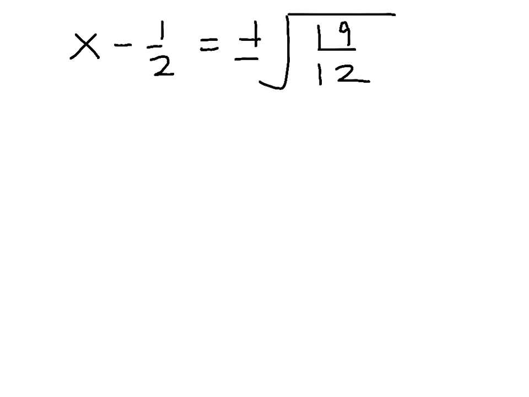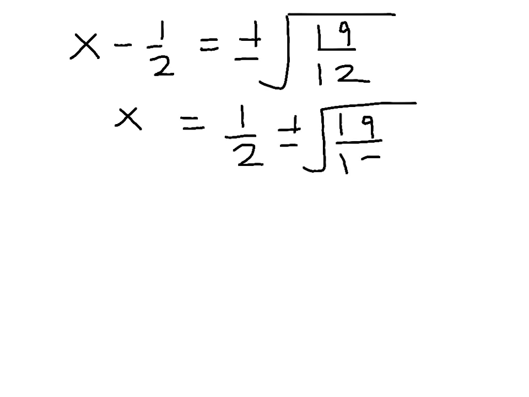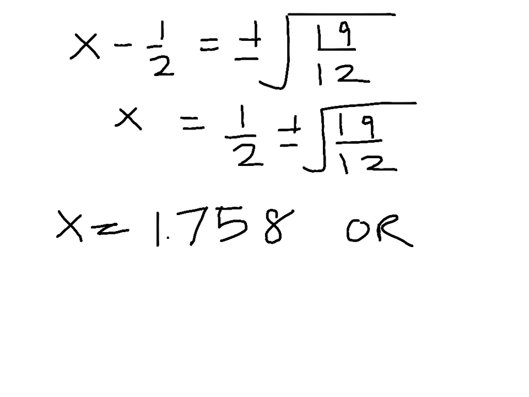And if you bring the half to the right hand side, you get x equals half plus or minus square root of 19 over 12. With the help of your calculator, you see that x equals 1.758 or x equals minus 0.7583.